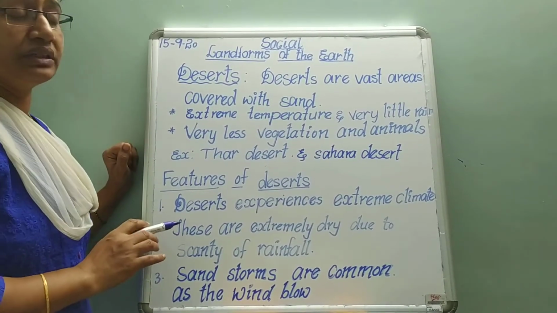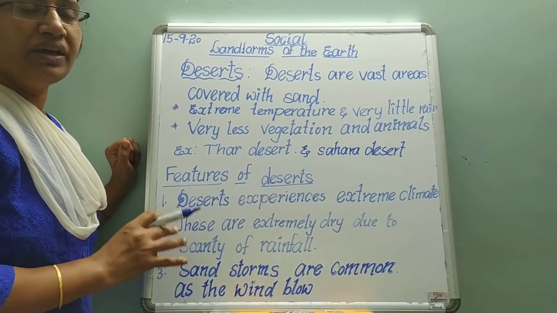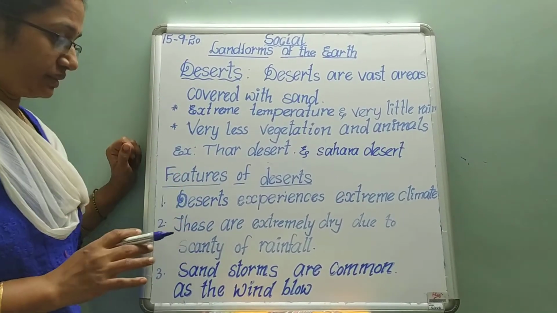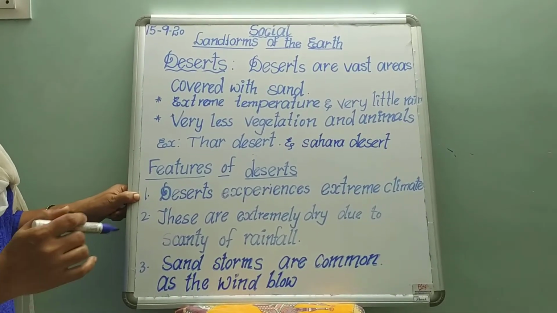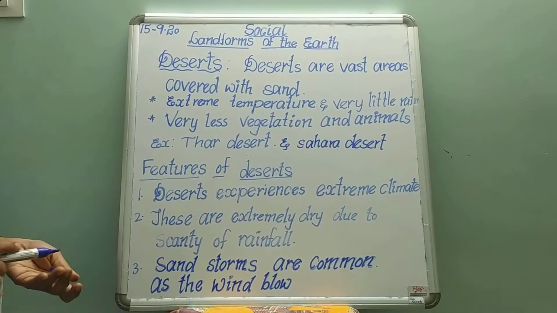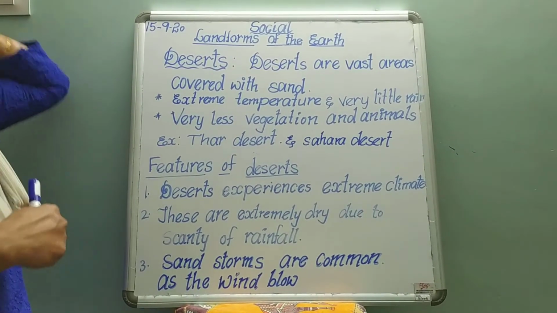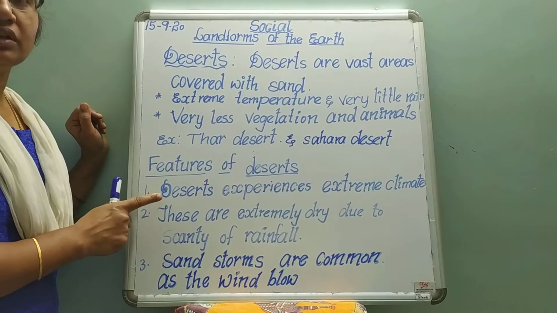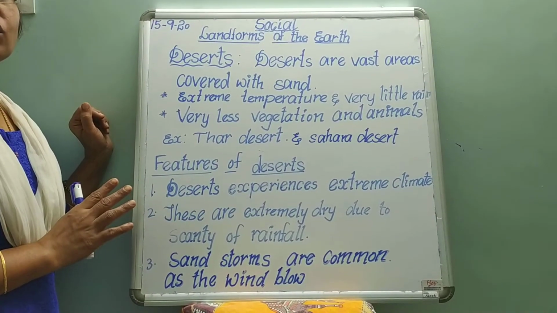So let us go to the features of deserts. What are the main features of the deserts? Deserts experience extreme climate. That means, as we said, the daytime is very hot and the night time is cold.